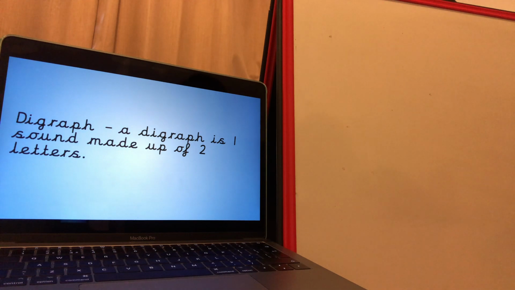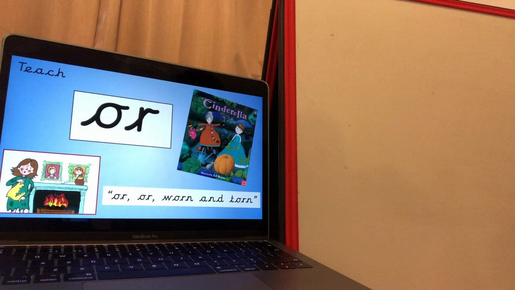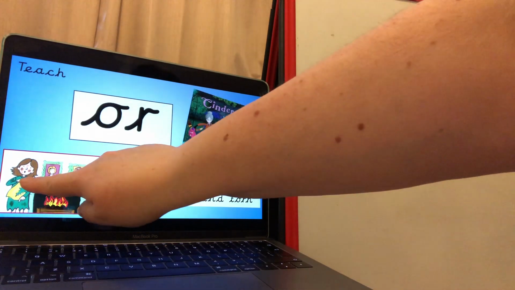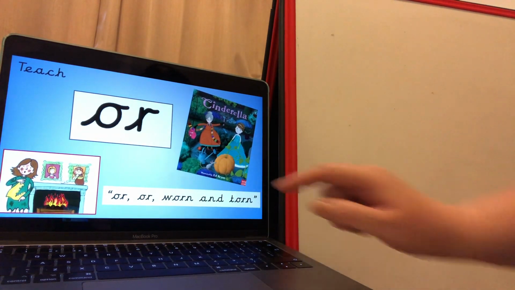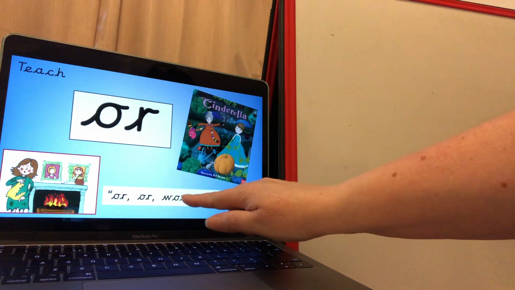Okay, next, could you tell me what a digraph is? That's right, a digraph is one sound made up of 2 letters. Okay, here's a digraph we already know. It's made from O and R, and it says or. Or, worn and torn. When we learnt it back in reception, we learnt about the Cinderella story and how Cinderella wears worn and torn clothes. So the action caption you can do while you're saying or, worn and torn, is to pretend that you're tearing up some material.